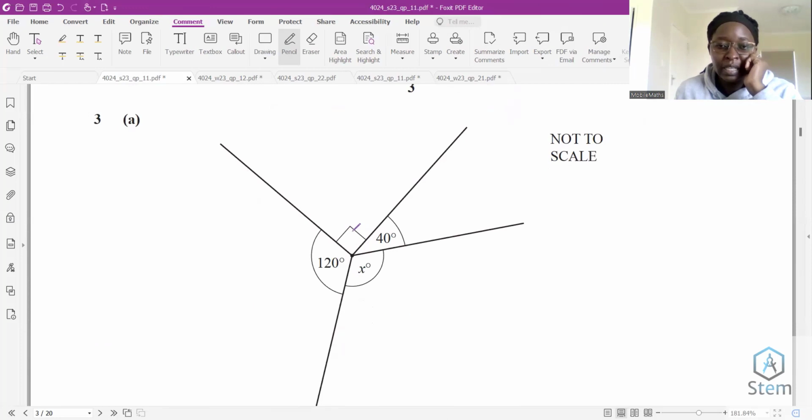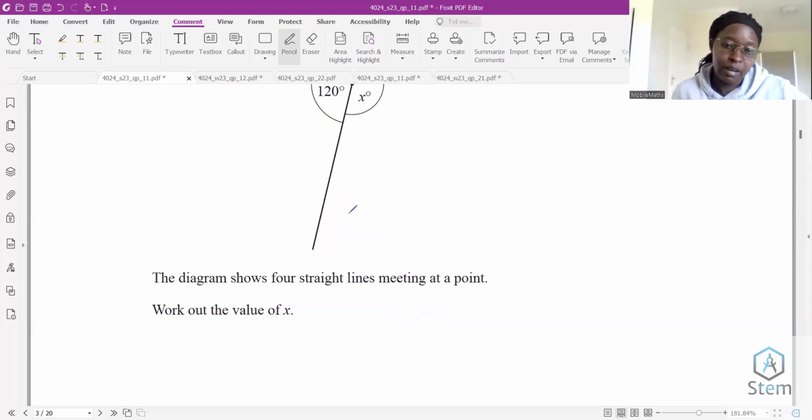Okay, number 3, we have this. So this part here is basically 90 degrees. The question, I'm sure, is going to ask us, what is the value of x? The diagram shows 4 straight lines meeting at a point. What we know is that all angles at a point add up to 360 degrees. So they want us to find the value of x.